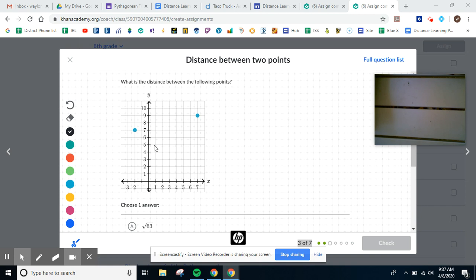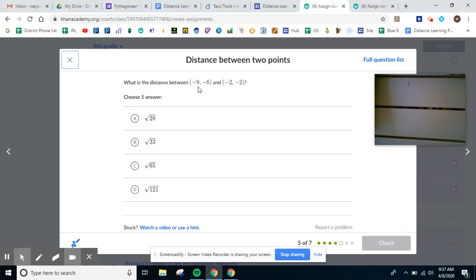Okay, so on Khan Academy, we have two different kind of problem types. We have these ones where they give you a graph, and they give you these problems where there isn't a graph. They just give you 2 points.